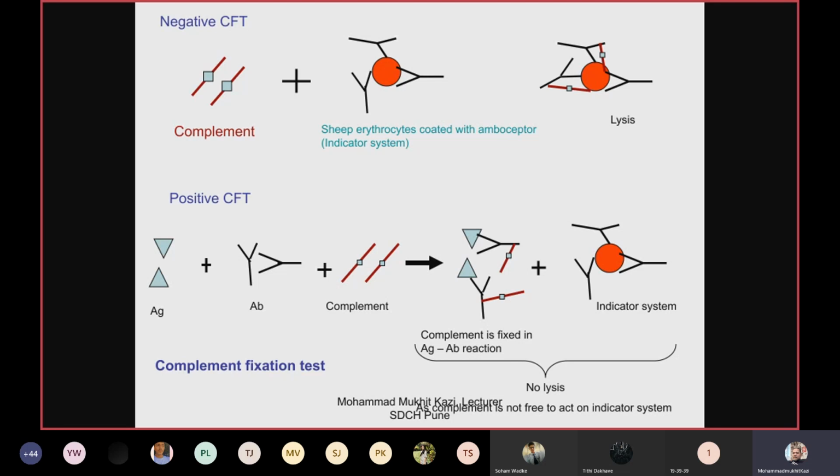In the first test, if there is lysis, it means that the antibodies were present. In the second, if lysis occurs, that means the antibodies are not present. If lysis does not occur, it means that antibodies were present, because the antibodies had already utilized the complement previously. That is why we will not get any lysis in this reaction.